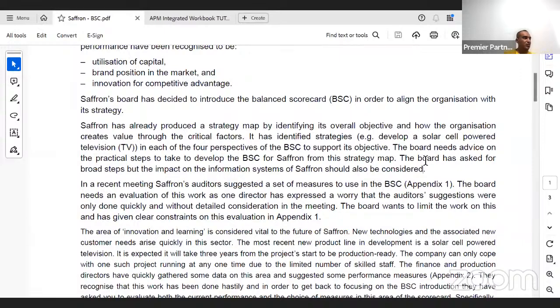Now everything depends on the information system. If you collect wrong data, gone. If you collect data late, gone. They said the board has asked for the broad steps of implementing BSc. What's the impact on information systems of Saffron should also be considered here.